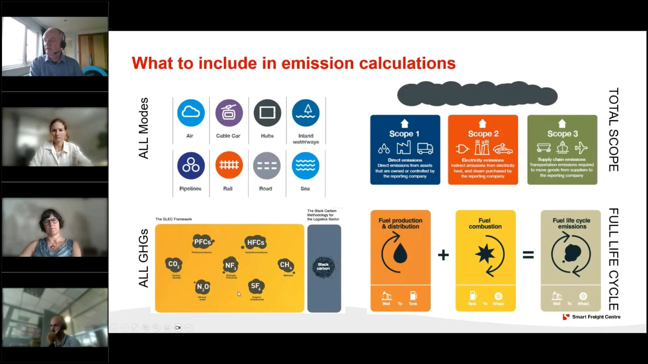Some of those are primarily to do with combustion emissions. Others are primarily to do with unintended release of refrigerants within the transport chain. But we need to make sure that they are all covered in one way or another.